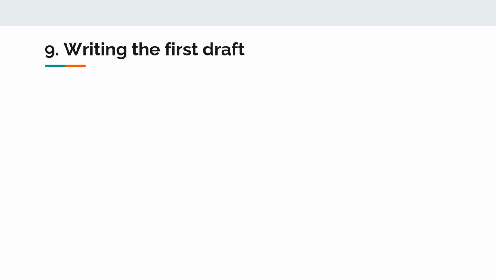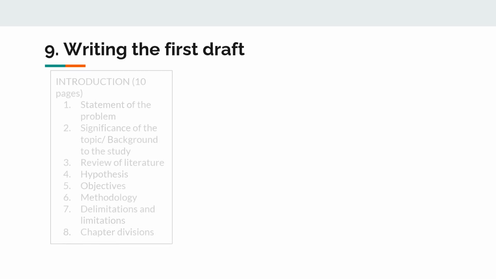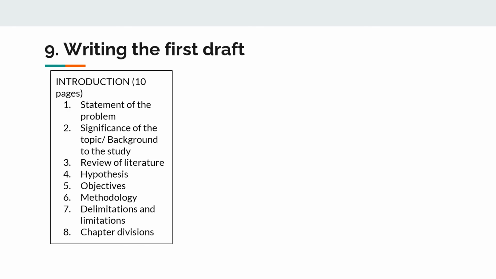Let's now see how we can go about writing our first draft. Our first step would be to write the introductory chapter of roughly 10 to 15 pages. This chapter could have the following sections: statement of the problem, significance of the topic, review of literature, hypothesis, objectives, methodology, delimitations and limitations, and chapter division.